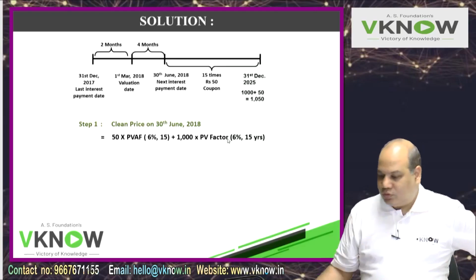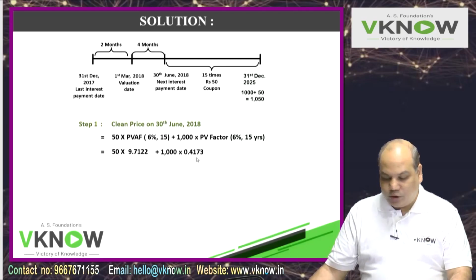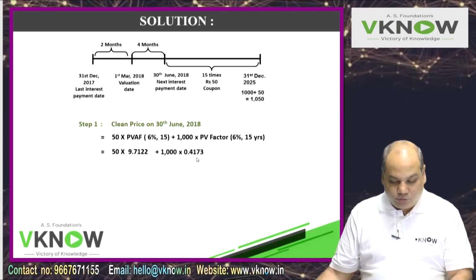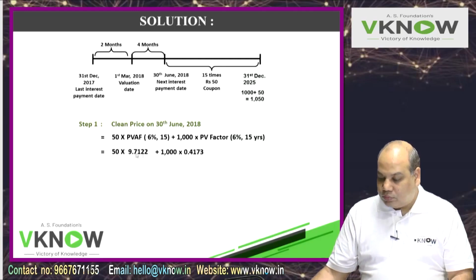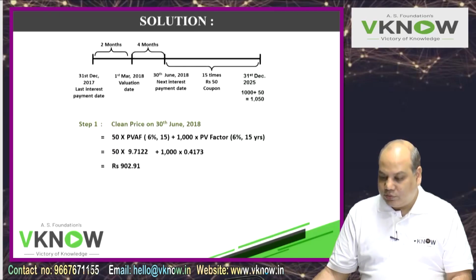So let us solve, check. Are you getting 9.7122 plus 0.4173? Now just multiply these two and add it. Check the final answer. Are you getting 902.91? 902.91 is the clean price on 30th June. And you add the 6-month interest also to that number, you will get dirty price on 30th June.